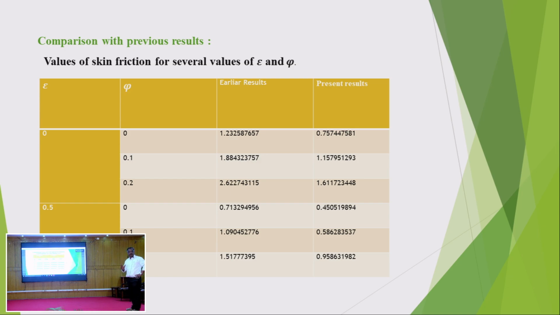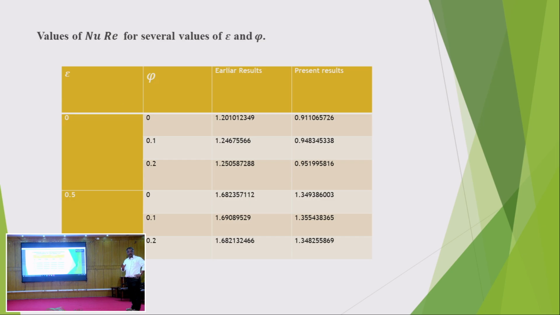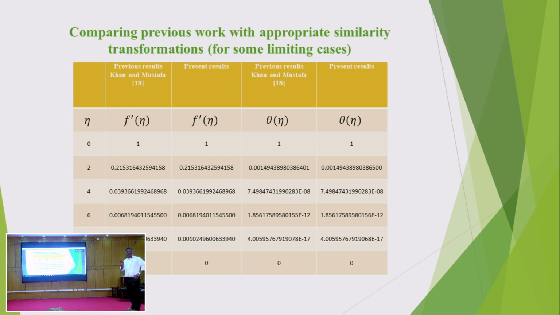Someone did the appropriate similarity transformation. I told you about 90% of people are making mistakes. The remaining 10% of people did well. We compared with the results of those people and we obtained very good agreement with them for some restricted assumptions. Next.